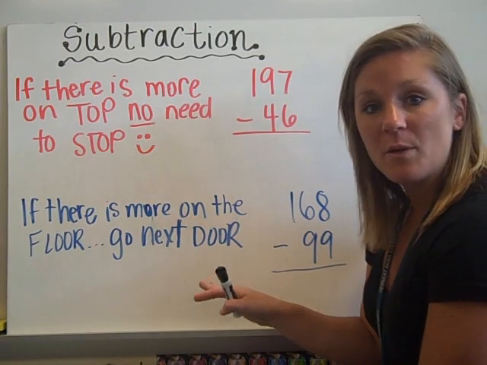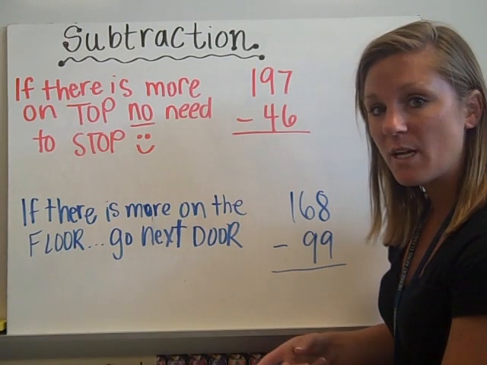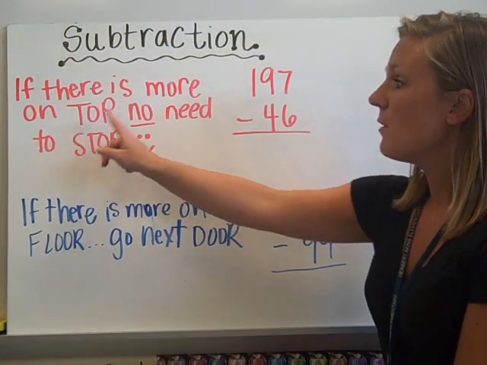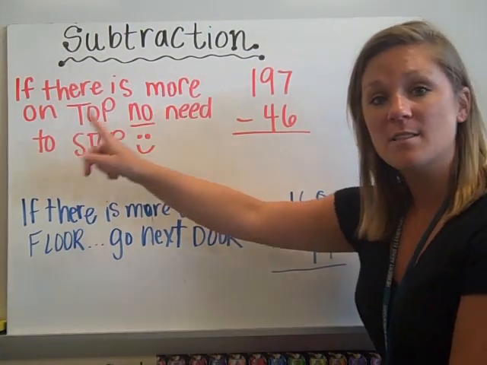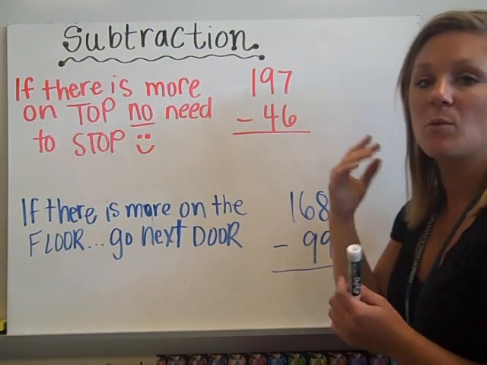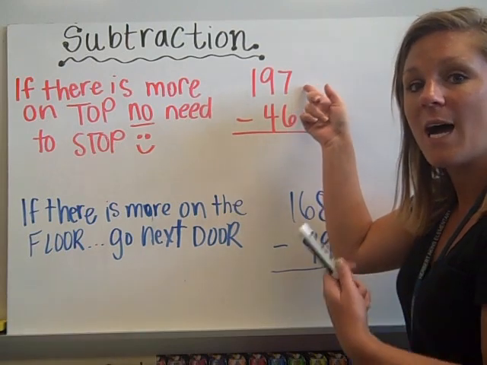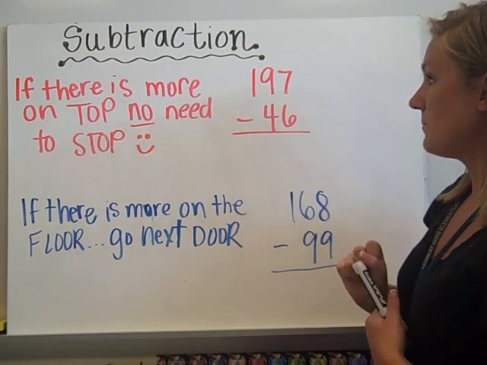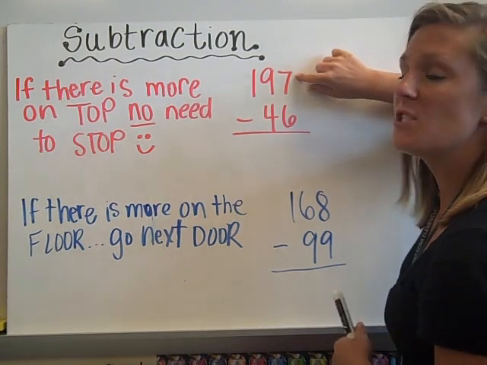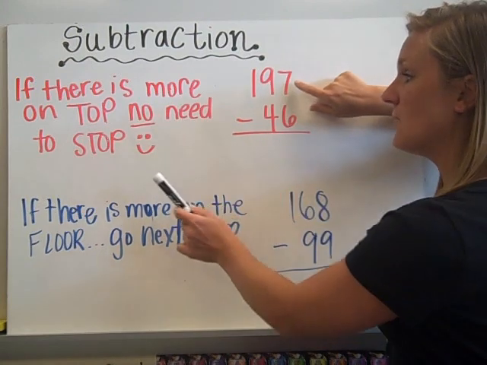So here's my little riddle I want you to remember to help you figure out if you need to go next door or if you can go ahead and subtract. It says, if there is more on top, no need to stop. So for example, when we subtract, the larger number is always going to be on top of the other one. If I just look at the ones place, I'm going to look at the digit on top, which is a 7. And if the one on top is more, then no need to stop.